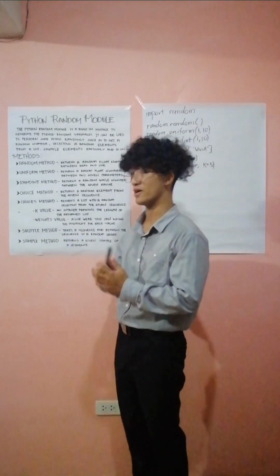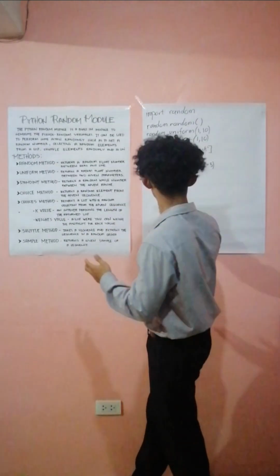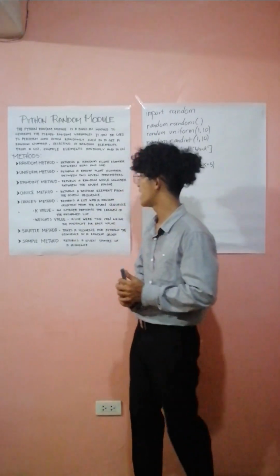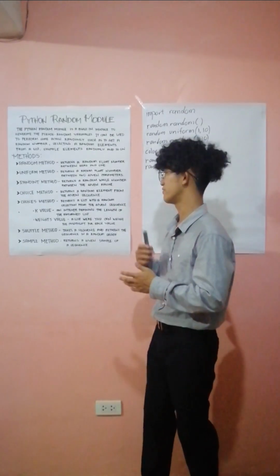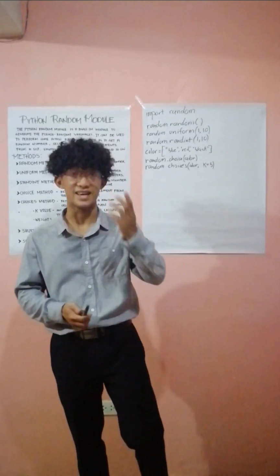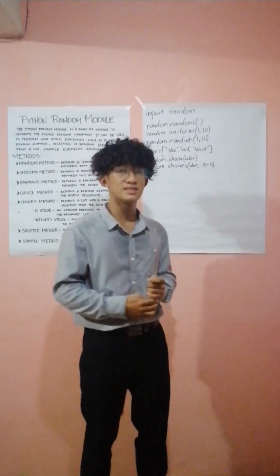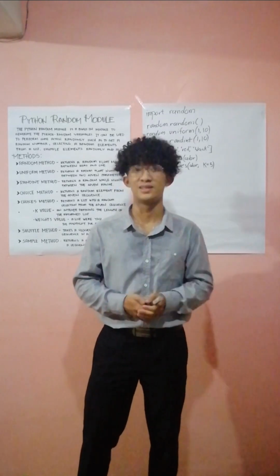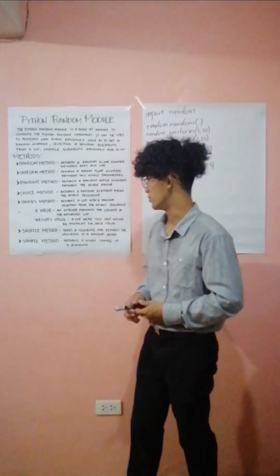Okay? So let's discuss the k value, which we already used in the choices method. The k value is an integer defining the length of the returned list. So as I said, k is the length of the returned list. So how many times do we want to call the list, and how many elements do we want to output. So that's the k value.